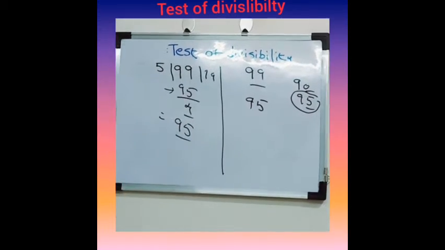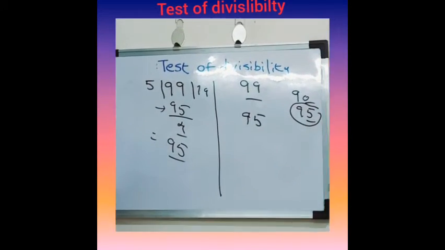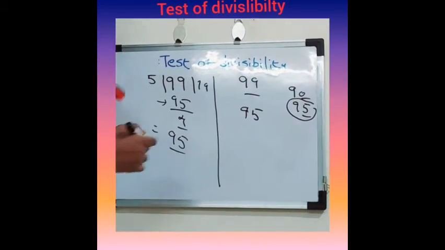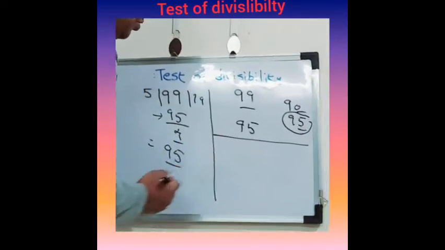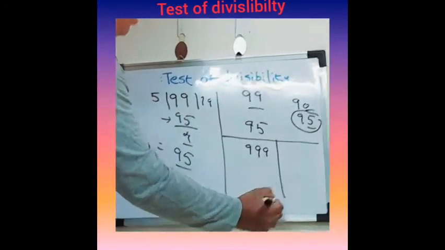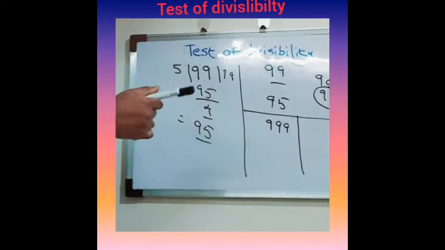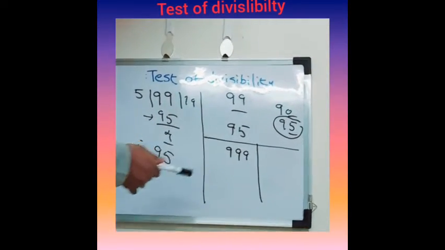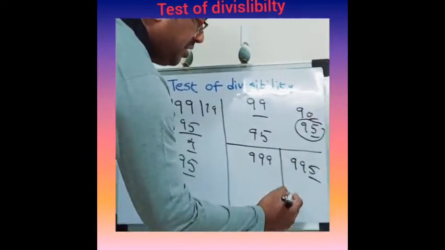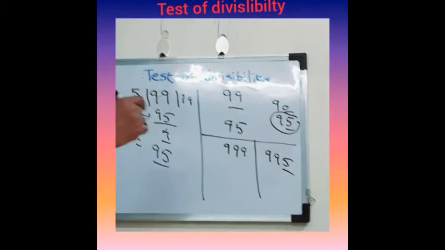Similar way, in the exam you may get the question: what is the highest 3-digit number that is divisible by 5? Same logic. The highest 3-digit number is 999. But we want the number to be divisible by 5. So what is the divisibility rule of 5? The answer is 995, because the highest such number is 995, which is divisible by 5 perfectly. It means the remainder is 0.